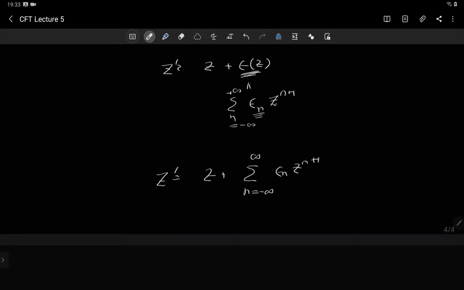Here the epsilon n are small, because epsilon of z is an infinitesimal function. What I mean by infinitesimal is that those coefficients are small.